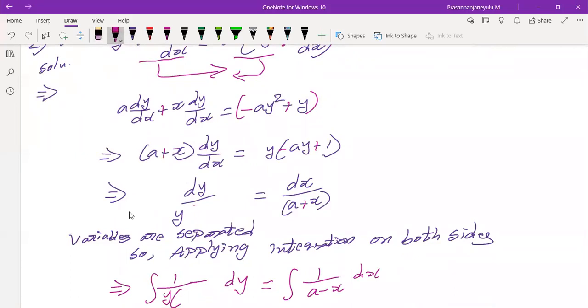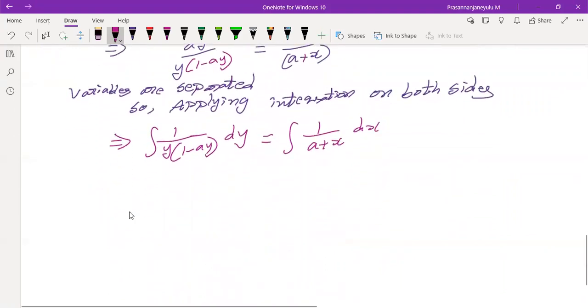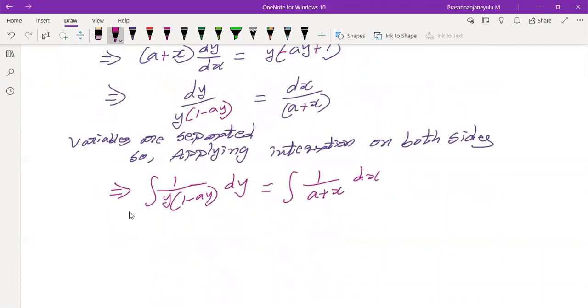We are going to get 1 minus ay. Yes or no? 1 minus ay. This is also 1 minus ay. Now this is plus. How to find the integration? Can we find the integration of the left hand side part? What is the right hand side integration part? Log of x plus a.